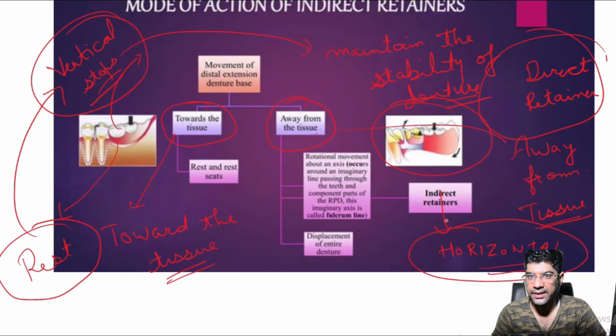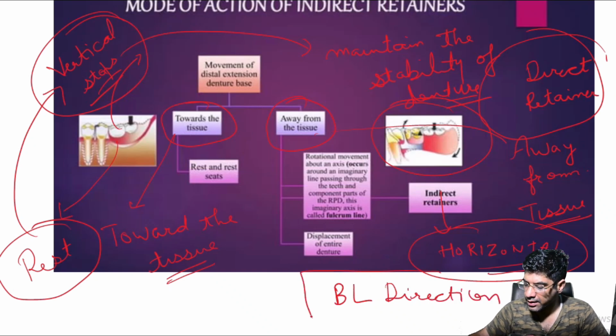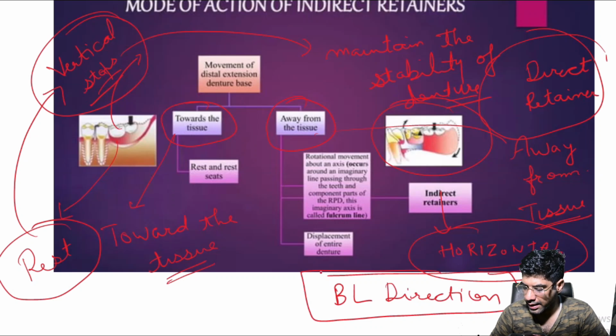So what component of denture helps to resist horizontal or buccolingual movements? Components like the major connector and denture flange contribute to horizontal stability of the denture and prevent it from shifting in the buccolingual direction.